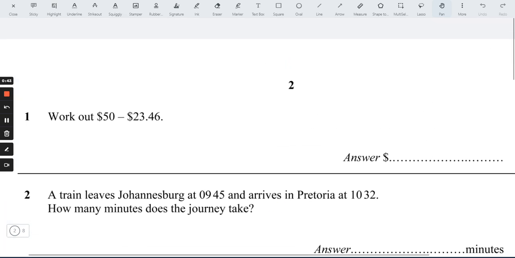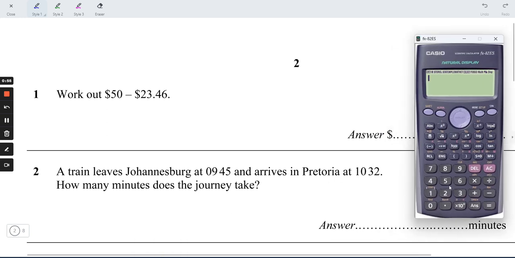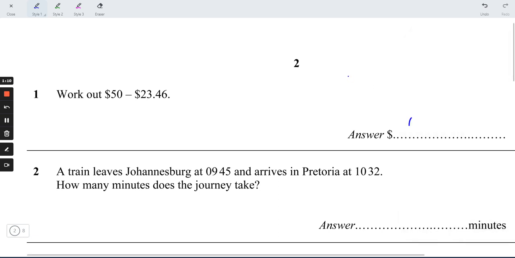Question number 1 here, as you can see: work out 50 minus 23.46. As you know, this is a calculator paper, so you can use your calculator. So here directly 50 minus 23.46, equal to 26.54. $26.54. We should write our answer in the space provided.